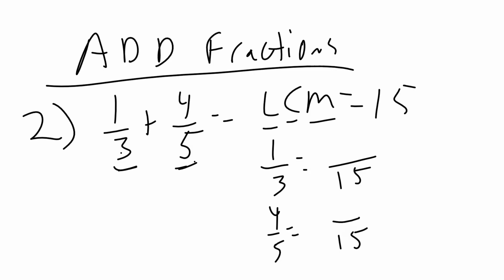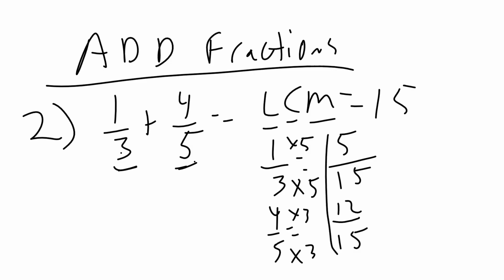So now I say, what times 3 gives me 15? And it's 5. Whatever that is, you multiply the top by the same number, which is 5. You do the same thing down here. 5 times what is 15? 5 times 3 is 15. So 4 times 3 is 12.